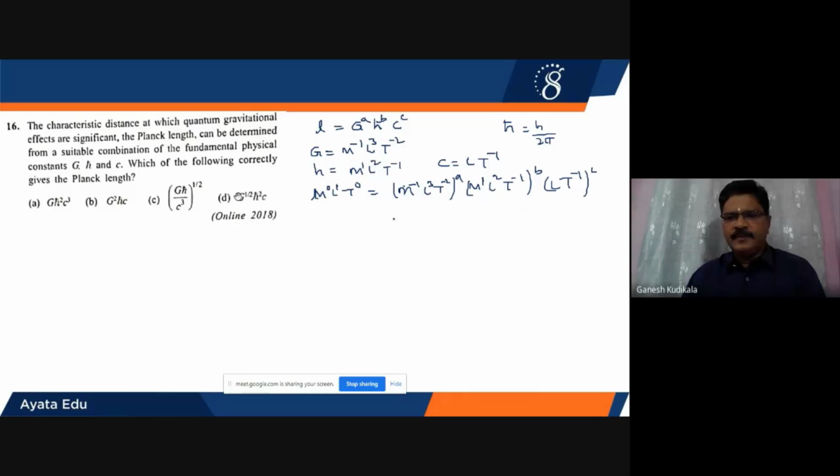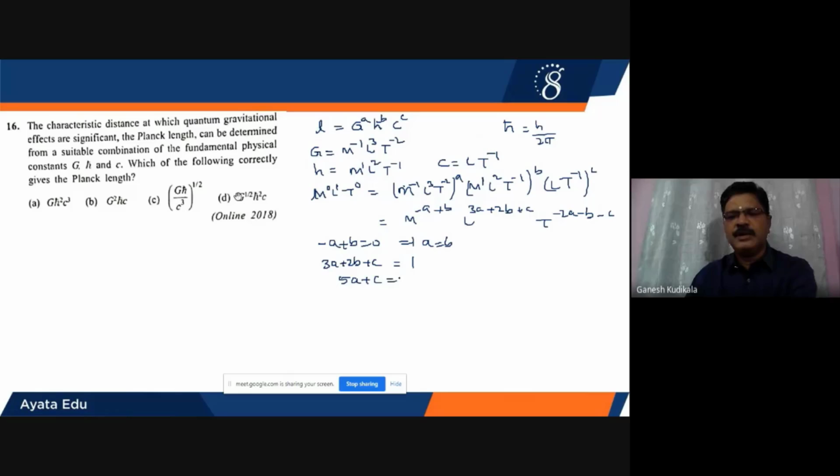Now on the right hand side, I'll be getting m to the power of minus a plus b, L to the power of 3a plus 2b plus c, and t to the power of minus 2a minus b minus c. On comparing with this one, I'm going to get three equations. It is minus a plus b equals 0, which implies that a equals b. Next one, 3a plus 2b plus c will be equal to 1. Since a and b are equal, I can write it as 3a plus a, which will become 5a.